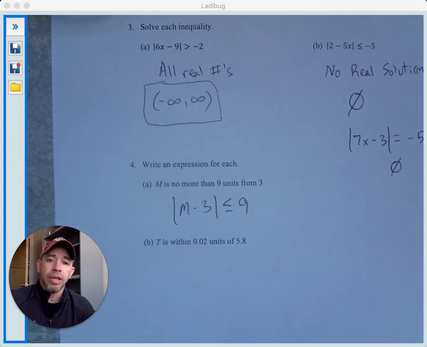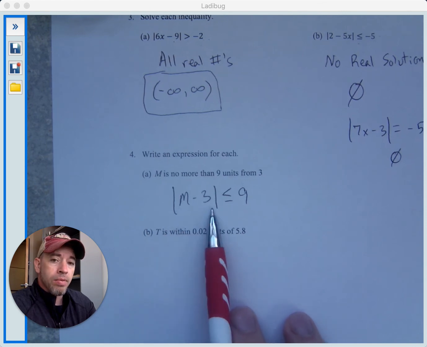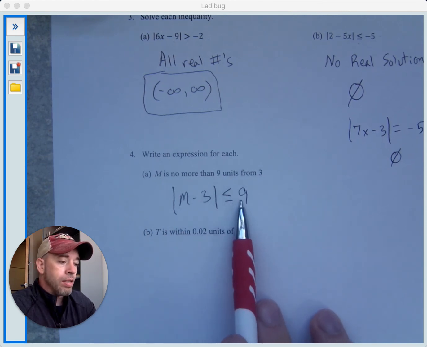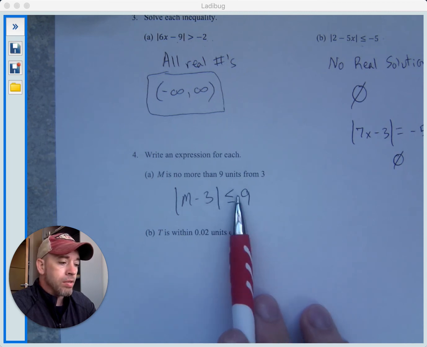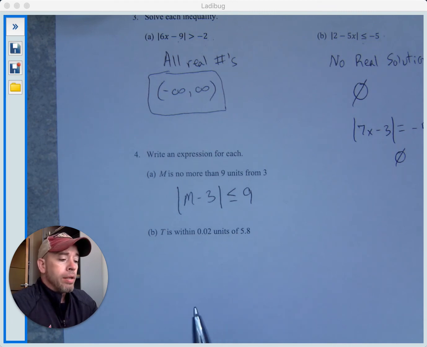And we could solve that if we wanted to, but that's all we're asked to do here, is to write the expression. What this tells us is the absolute value of m minus 3 is the distance between m and 3. And this tells us that it's no more than 9 units. It's less than 9 units, or it's equal to 9 units, which is the same as no more.